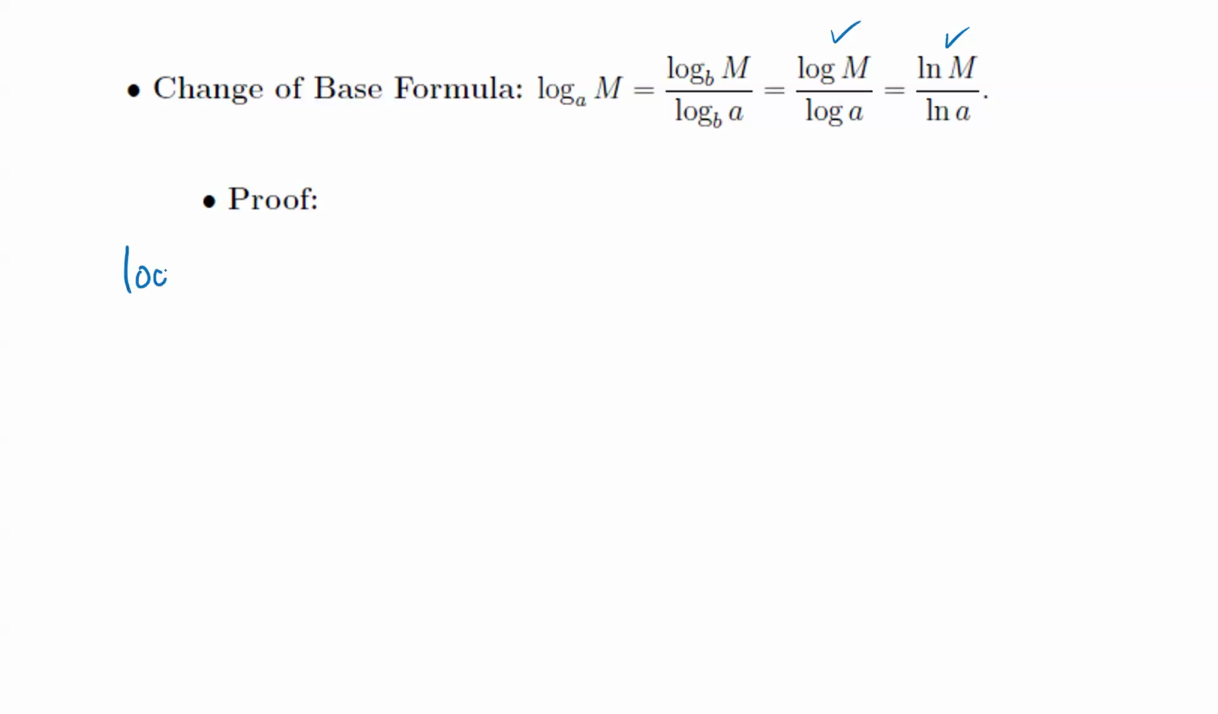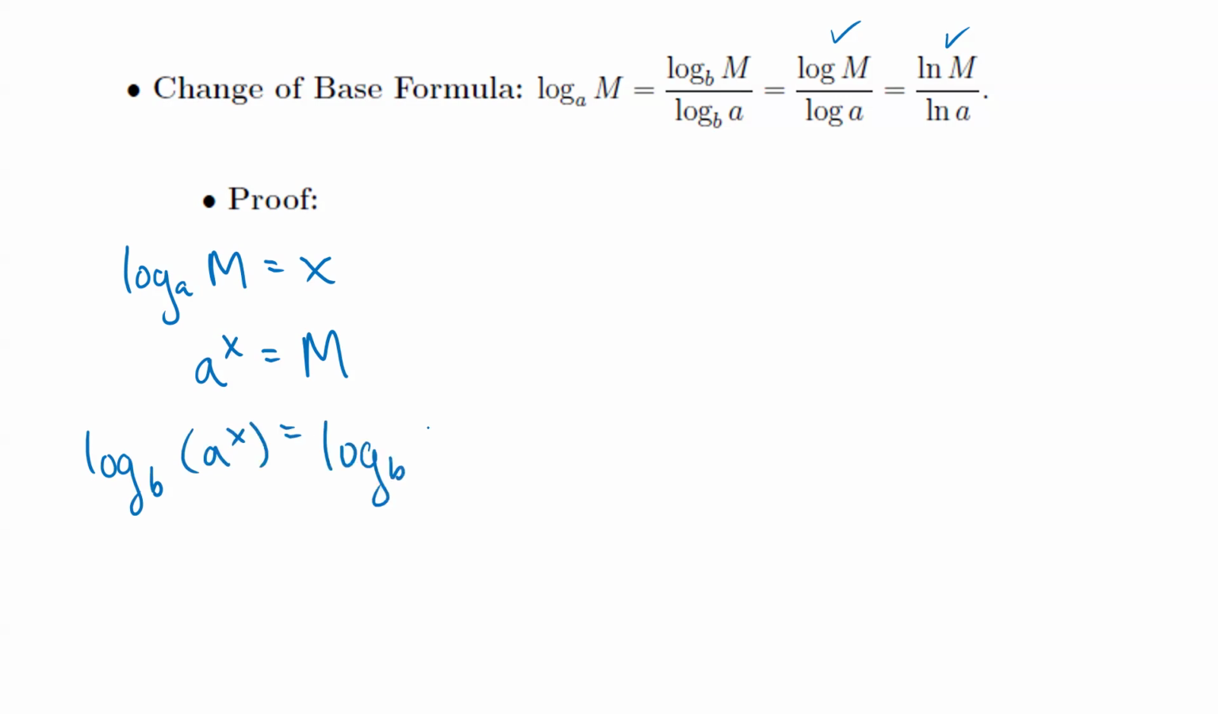So let's start by writing log base a of m. And let's, like we did in the last proof, set it equal to x. I'll rewrite it in exponential form. And then I'm going to take the log base b of both sides. Again, not something we've done yet, but I think it is believable that if two sides are equal, then if you take the same logarithm of both sides, they should still be equal.